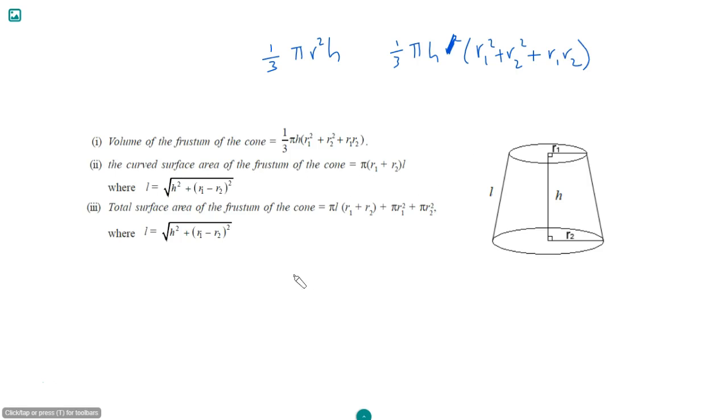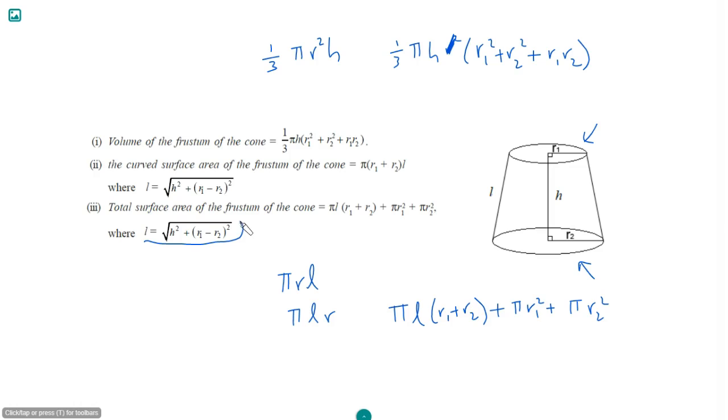Curved surface area of the frustum. You know that curved surface area of a cone is pi r l or pi l r. For a frustum, this is going to be pi l into r1 plus r2. That's the formula here. To find the total surface area of the frustum, you need to add the areas of the top and the bottom circles. So this will be pi l into r1 plus r2 plus pi r1 squared plus pi r2 squared.